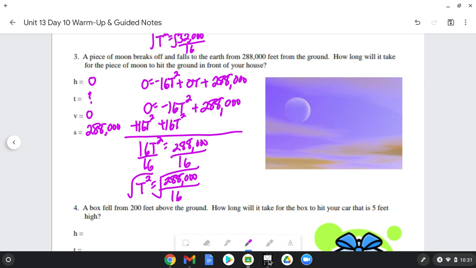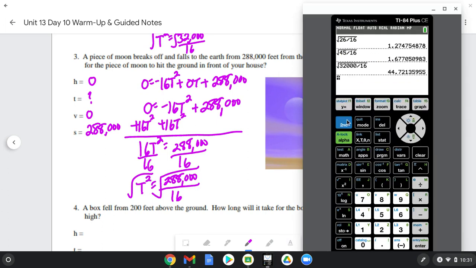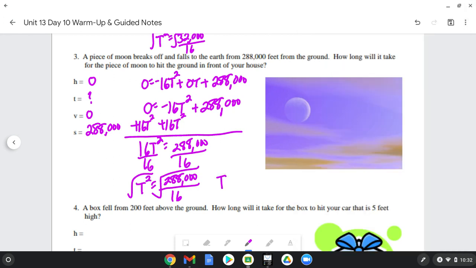So now if you were to do second square root, 288,000 divided by 16, 134.16, 134.16 seconds is my answer for number 3.